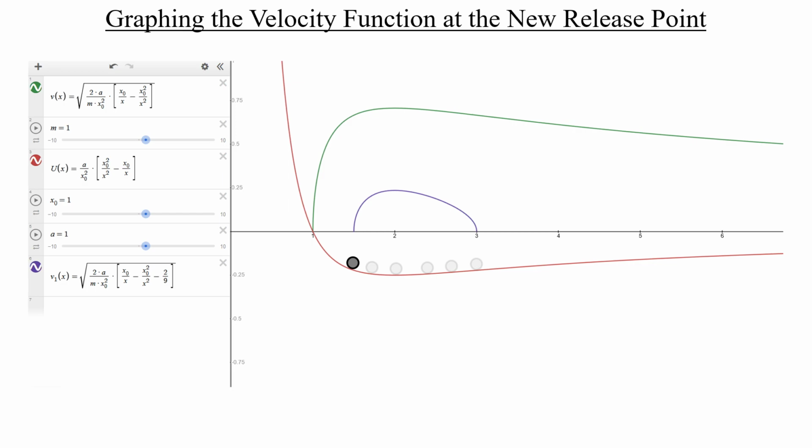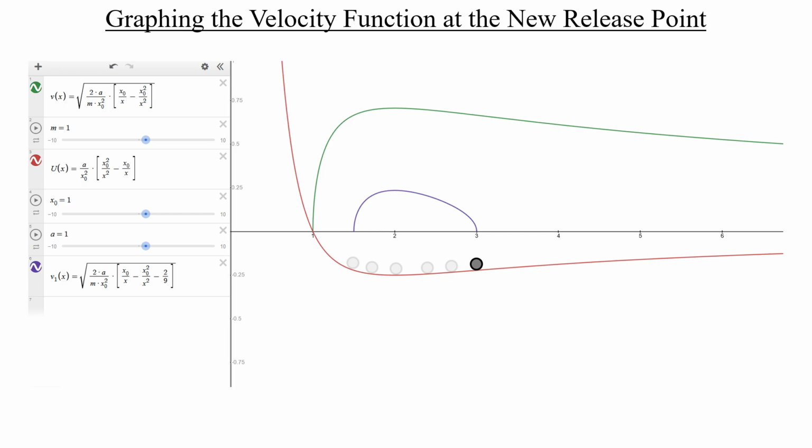So it'll start rolling again, but this time in the opposite direction. Once it returns back to 3 times x naught, the lower potential values are once again on the left, so this proton will forever oscillate back and forth between these two spots when we release it from 3 times x naught. That's everything for part E.